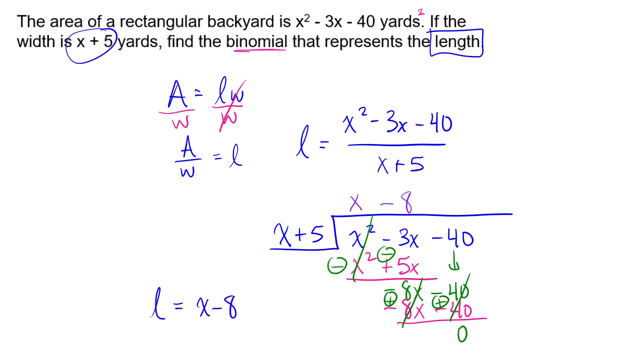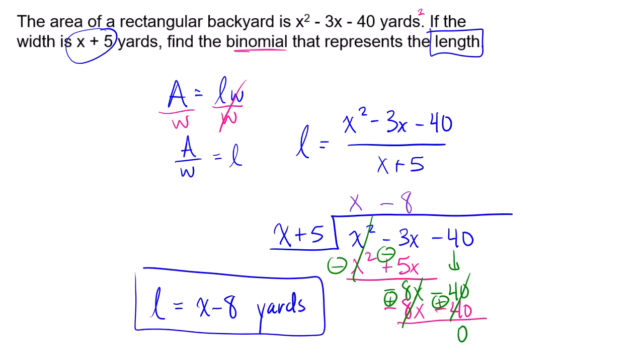And don't forget your units. If we're talking about length, those are one-dimensional units, so our units are just going to be yards. All right, so the length of that backyard is x minus 8 yards. So now if we know what x is, we can find the length. We can calculate the length. All right, let me know if you have any questions.